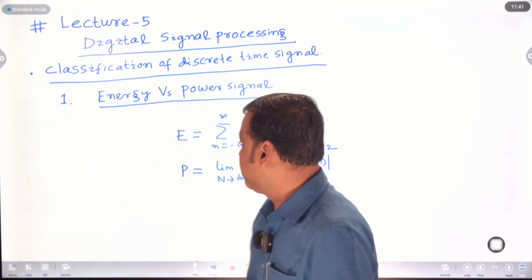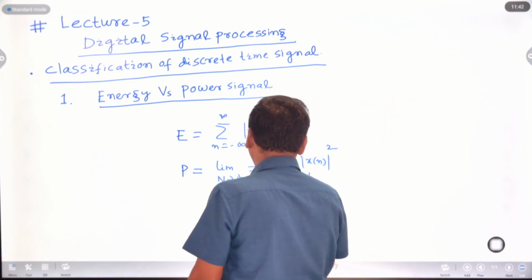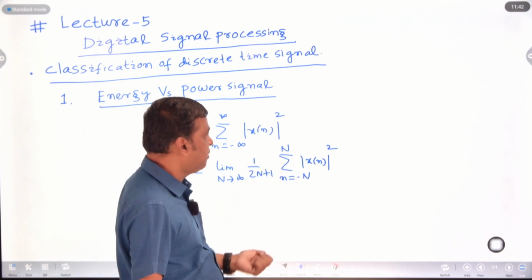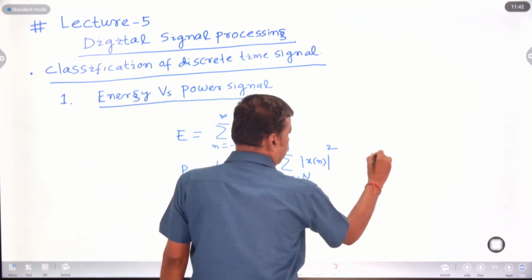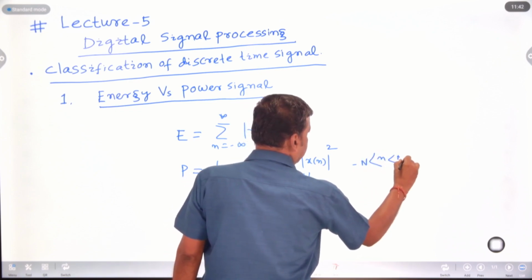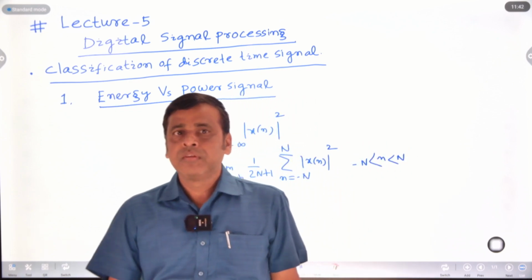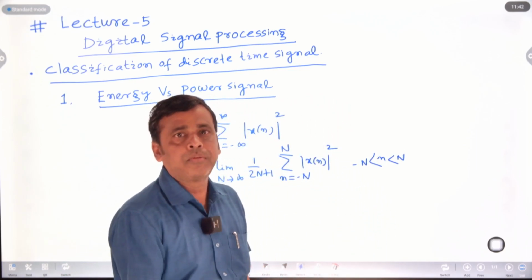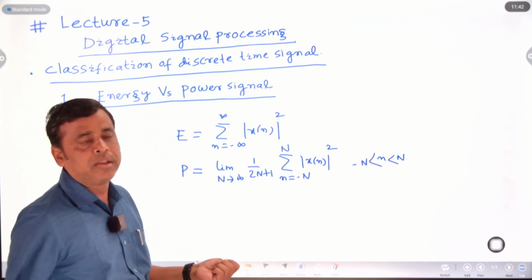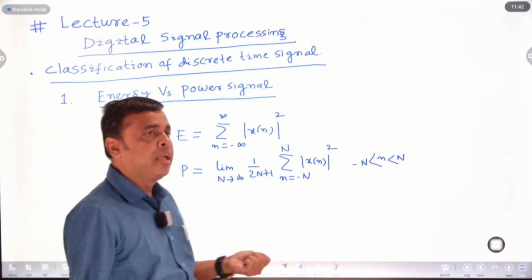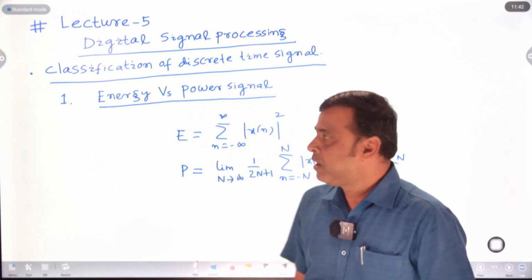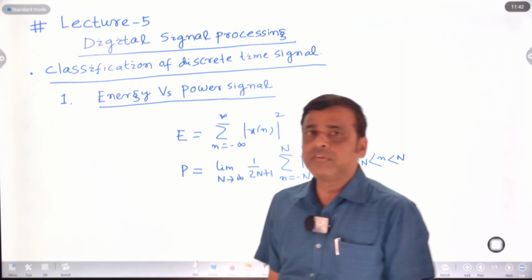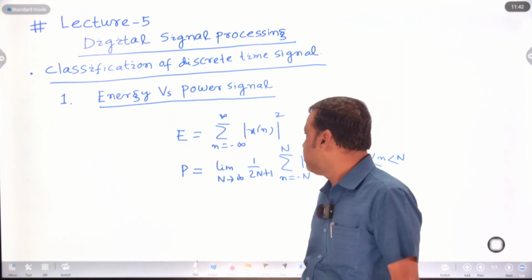The average power P of a discrete time signal x of n can be defined as limit N tends to infinity of 1 by 2N plus 1, sigma n equal to minus N to N, of |x of n| square. Here the range of n is minus N to N, where N is nothing but the fundamental period. I already told you in the previous class, and we also discussed a few examples: how to calculate the energy and the power if the discrete time signal x of n is given, and whether the signal is an energy signal or a power signal.